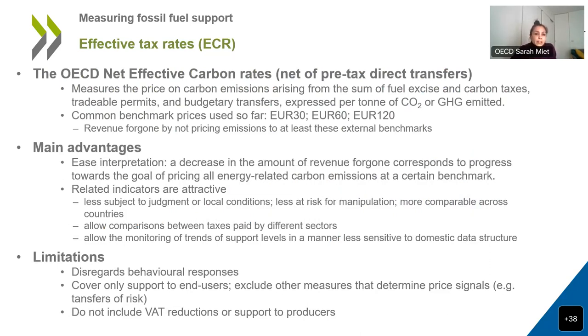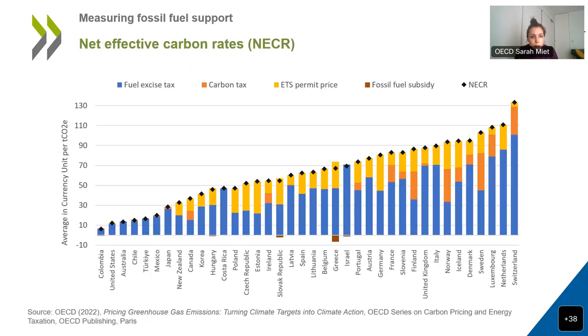So the main advantage of this approach is its ease of interpretation. They are less subject to judgment and local conditions, and they allow comparisons between taxes paid by different sectors. There are also limitations, such as the fact that they disregard behavioral responses and do not include transfer of risk or reductions to VAT and support to producers. So this is the result of the net effective carbon rate.